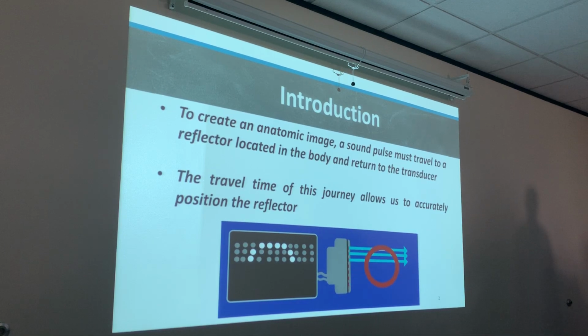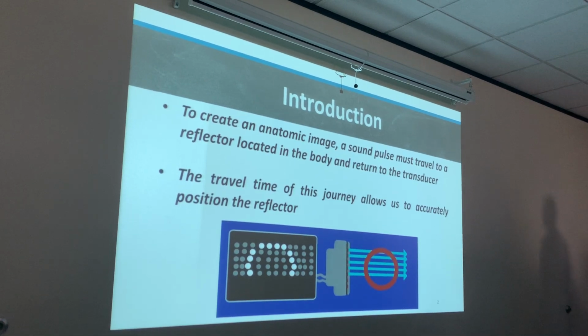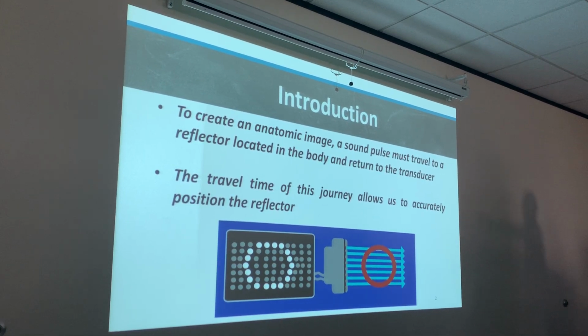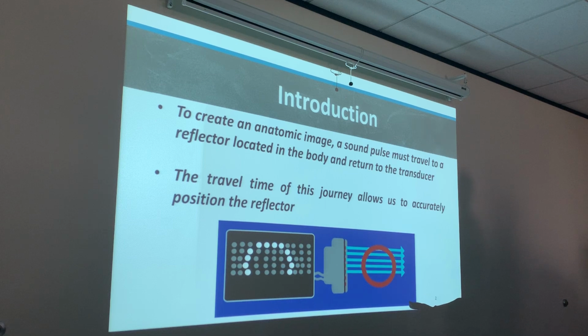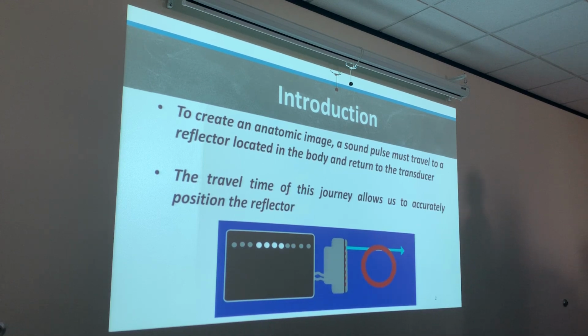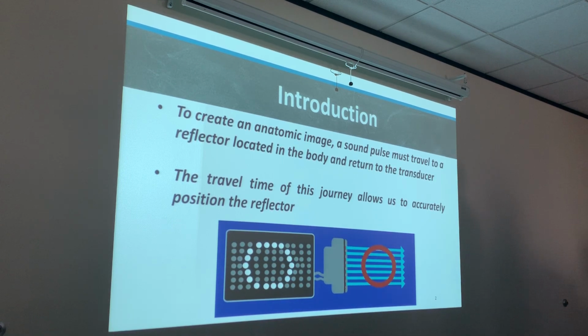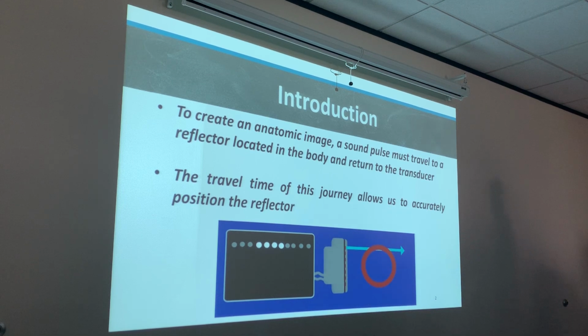To create an anatomic image, a sound pulse must travel to a reflector located in the body. Ultrasound, remember, we send out pulses, and then those pulses hit a structure in the body and bounce back to the transducer, right? We don't get a lot of reflections back, less than 1%. So we have to worry about our amplification and things of that nature, okay?